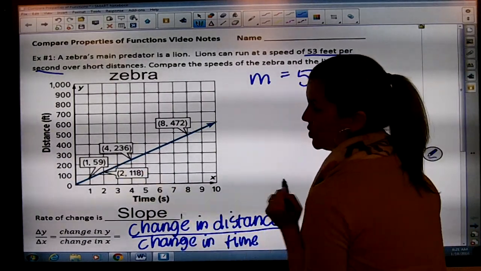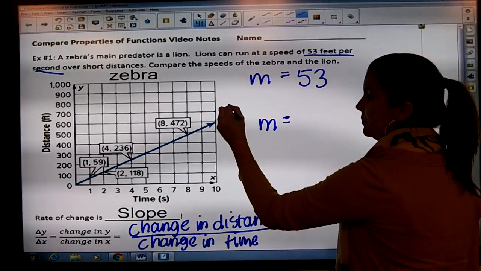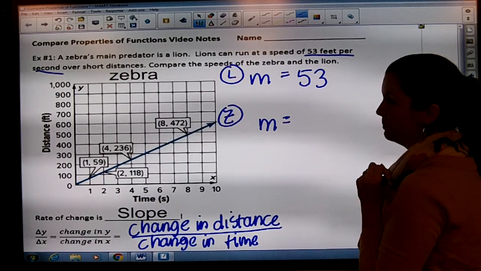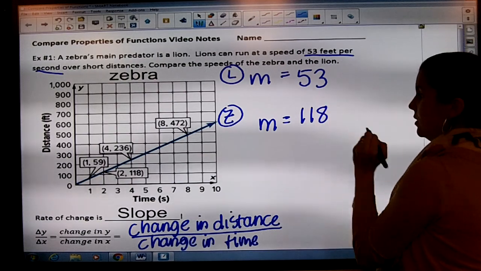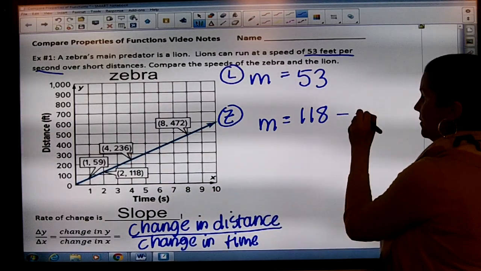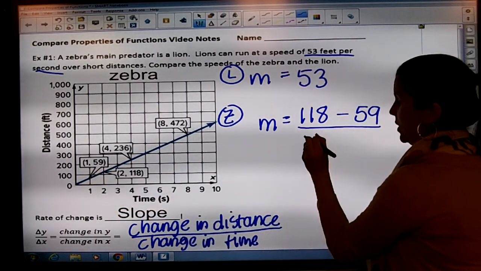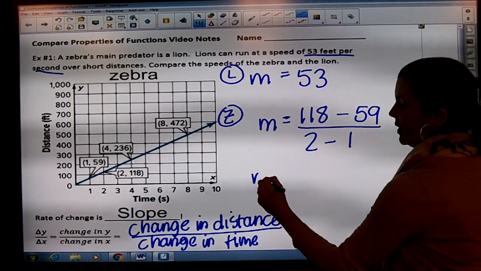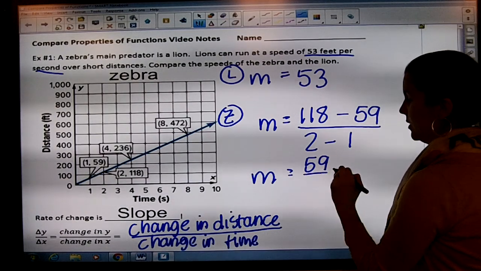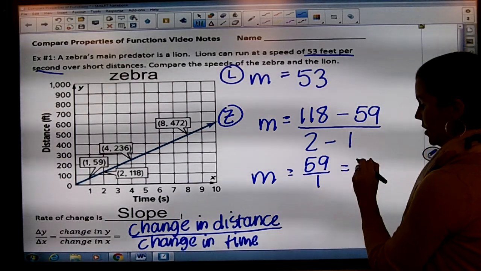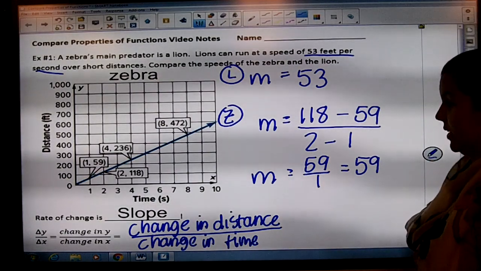So I'm going to use the first two ordered pairs. And this is for the zebra. This one was for the lion. So I'm going to pick the two y values, 118 subtract 59, over the change in time, 2 seconds minus 1 second. And when you subtract, the numerator, 118 minus 59, is 59, and 2 minus 1 is 1. So the slope is 59 feet per second for the zebra.